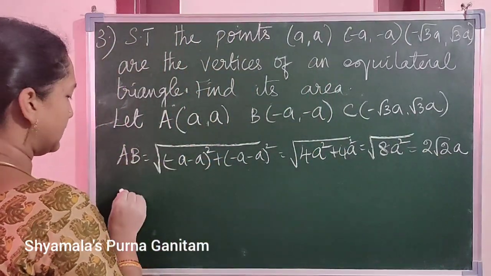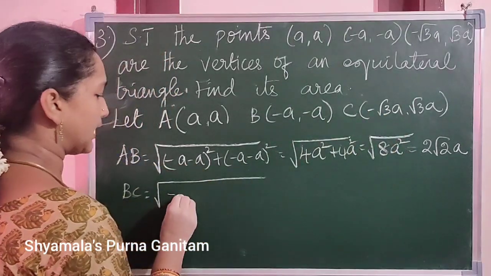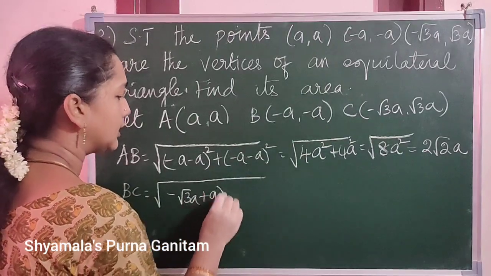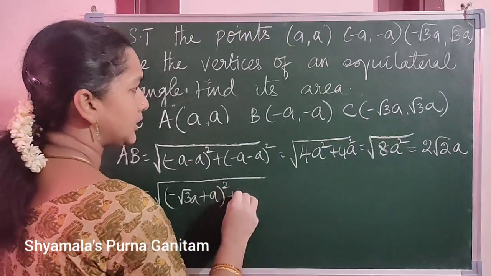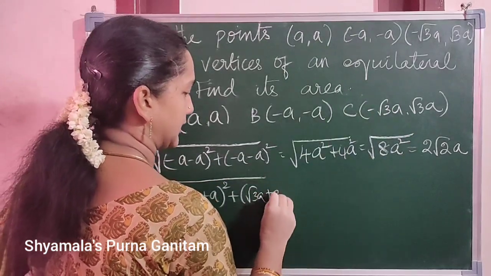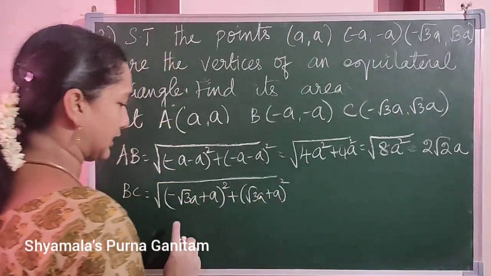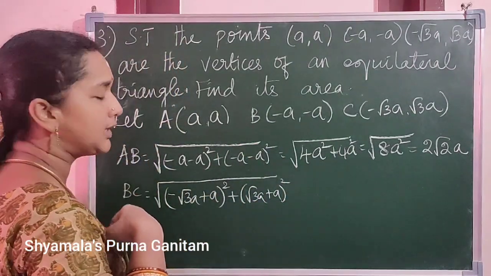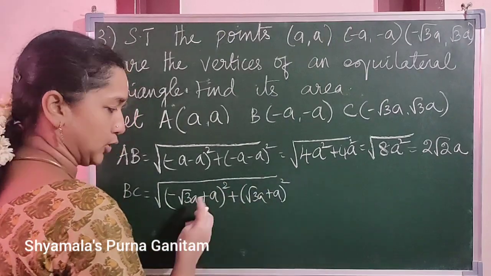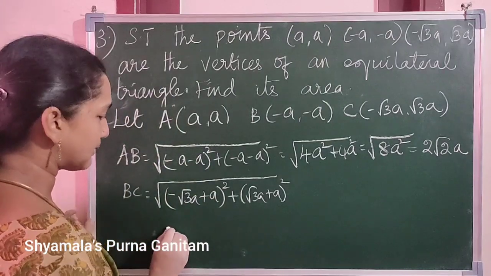Okay. So BC is equal to root of minus root 3a minus of minus plus a, the whole square, plus root 3a minus of minus plus a, the whole square. This one I will simplify and write the answer here. This one is also of the form a plus b the whole square, so using that identity, we will simplify this.